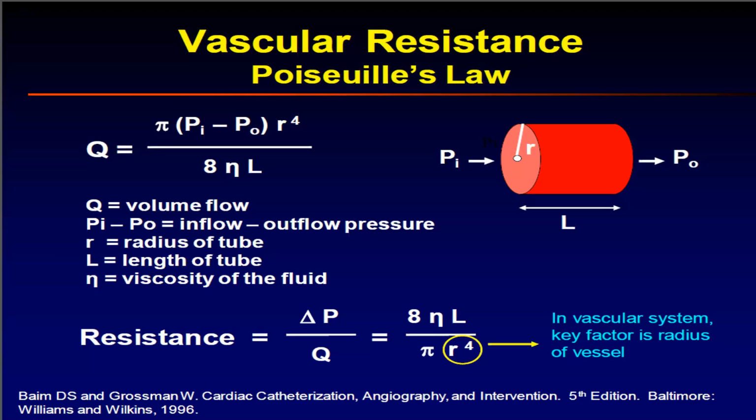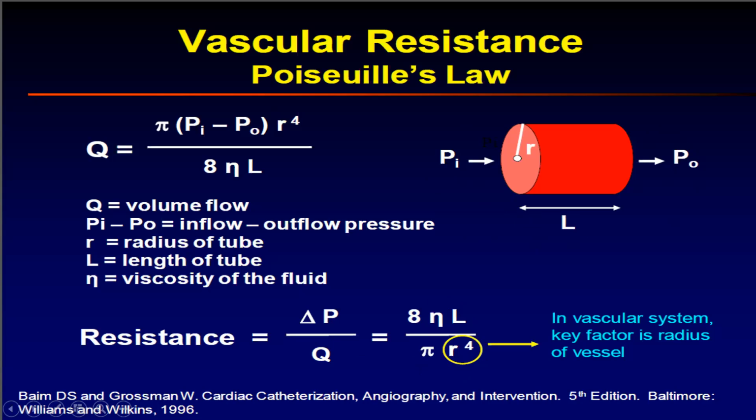So how do we calculate vascular resistance? We calculate it by this law called Poiseuille's law. I don't know whether I pronounce it correctly. It's like a French name. So resistance is equal to the change in pressure, which is the pressure at the proximal portion minus the pressure at the distal portion over the cardiac output. Okay. Now the change in pressure is 8 times the viscosity constant times the length of tube over pi times radius to the power of 4.